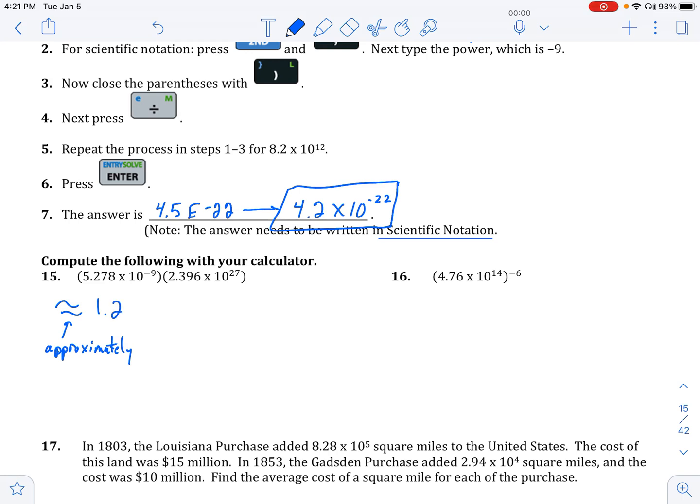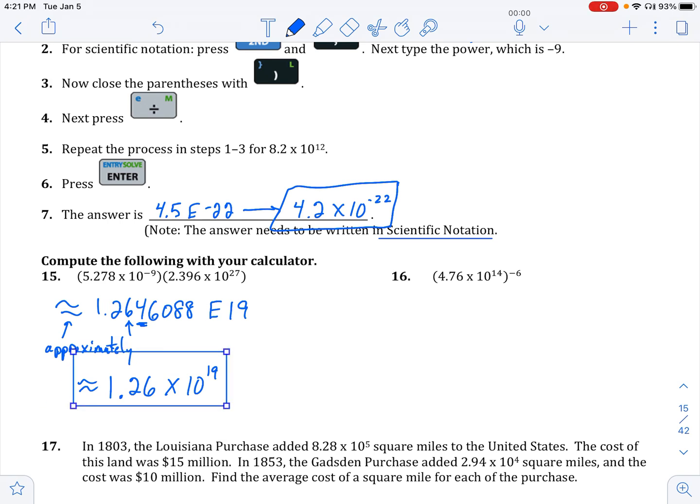We get 1.264 6088 E19. Well, I'm going to take this and round this to the nearest, let's say, hundredths place. So here's the hundredths place. I'm going to look at that 4. That 4 is smaller than 5, so we can truncate or drop off the back end of this. And this is times 10 to the 19. Again, I would like to emphasize that this is approximately. It's not exactly this because I did do some rounding.